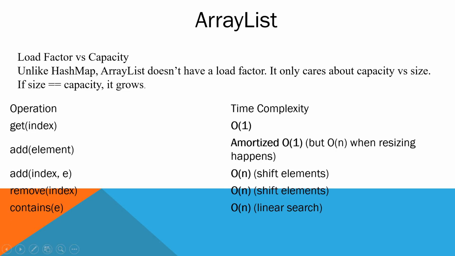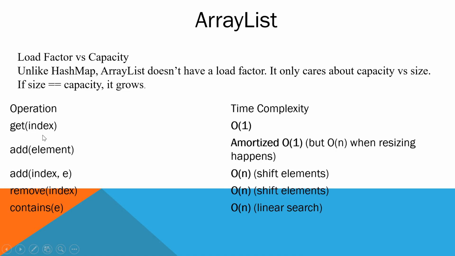Contains performs a kind of search operation. Let's say I have one ArrayList with some elements. Now I want to search whether this element belongs to this ArrayList or not. If it belongs, fine. If it does not belong, fine. So contains will always return a boolean value. This is the type of operations we can perform with ArrayList.